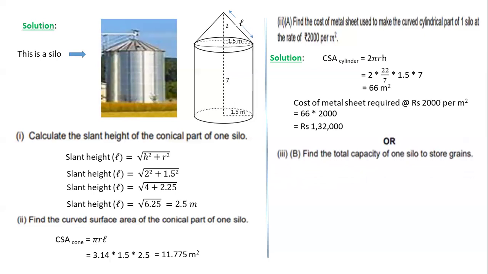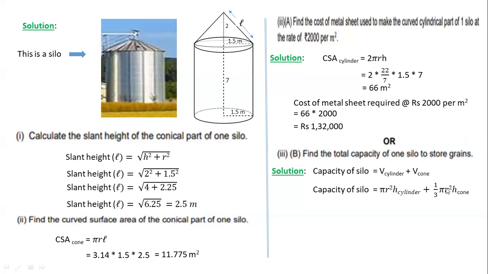Total capacity is the volume of the silo. Here there is a cylinder and there is a cone, so we have to find the volume of both. That is, the capacity of the silo is the volume of cylinder plus the volume of cone together. Capacity is nothing but the volume. So it will be the volume of cylinder, pi r square into h of cylinder, plus 1 by 3 pi r square h of cone. The height of cylinder and height of cone are different, that's why I have written h of cylinder and h of cone. r is the same, so I have just written r square.